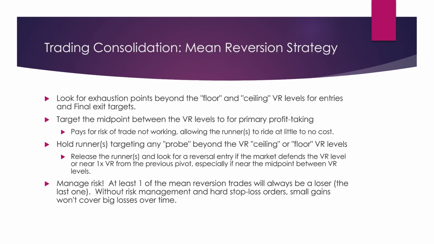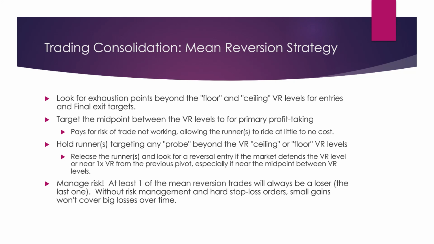So when it's consolidating, when you have price confined primarily between two Voodoo range levels, I am using a mean reversion strategy. I'm looking for exhaustion points just beyond the floor and the ceiling Voodoo range levels for entries and final exit targets. But I'm primarily taking most of my profit at the midpoint between that floor and ceiling VR level. That way I'm paying for the risk of when the trade doesn't work, because oftentimes it doesn't. I am holding a runner most of the time, and if I get a probe beyond the floor or ceiling, I'll collect profit on the runner.